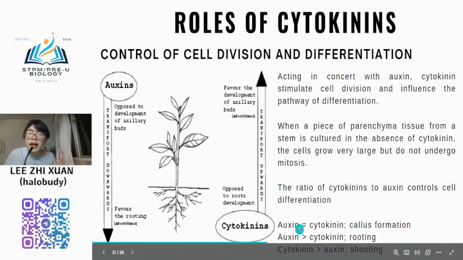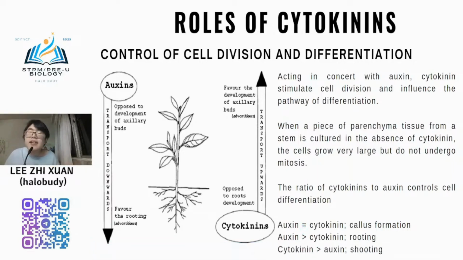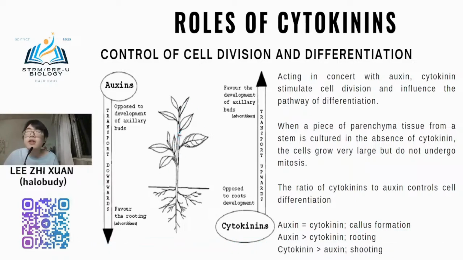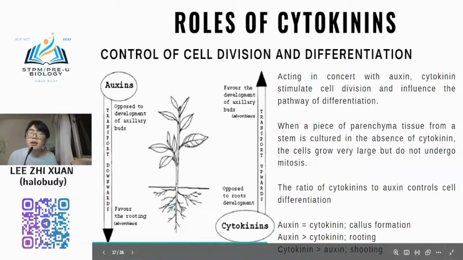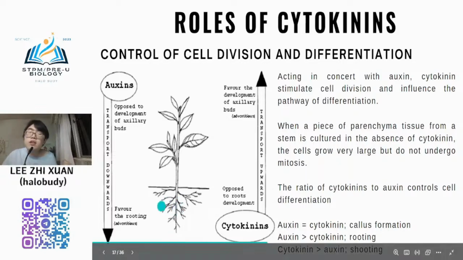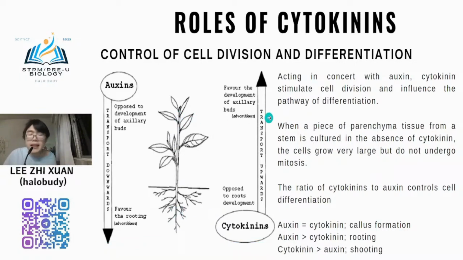Generally, either the auxin concentration is higher than cytokinin, or cytokinin is higher than auxin. When auxin is higher than cytokinin, it will induce rooting. Meaning that when the plants are exposed to more auxin, it will induce rooting. But if cytokinin is higher compared to auxin, it will induce shooting. Inducing rooting means the growth of the shoot is very slow or even none, but the root will grow very fast. Opposite to that, when cytokinin is higher than auxin, it will induce shooting, meaning the growth of the root is very slow, but the shoot growth will be very high.